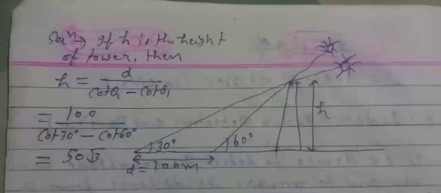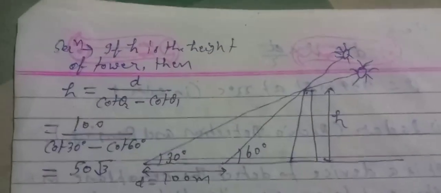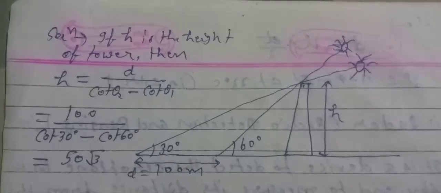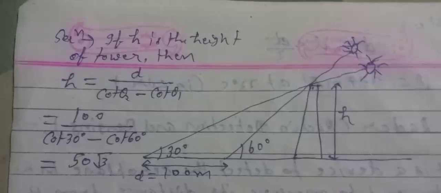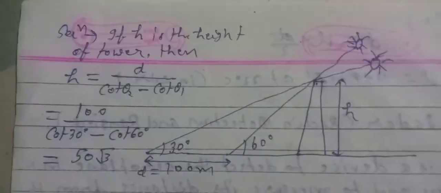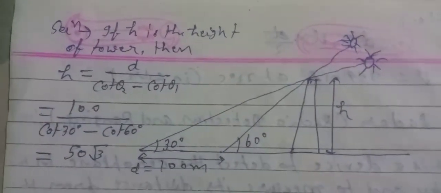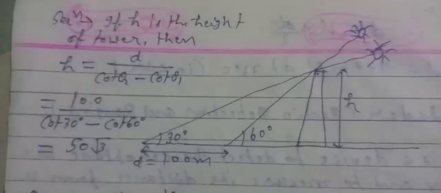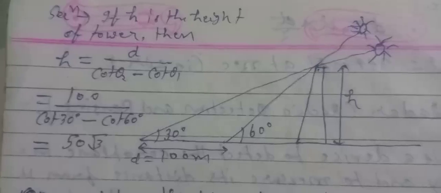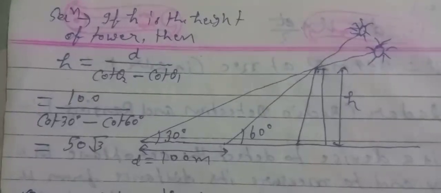Here the situation of this problem is shown in the figure. There are two elevations, one at 30 degrees and one at 60 degrees. If h is the height of the tower, then as previously calculated, the formula is h equals d by (cot theta 2 minus cot theta 1). Putting in the values and solving, we get h equal to 50 root 3 meters. Answer.